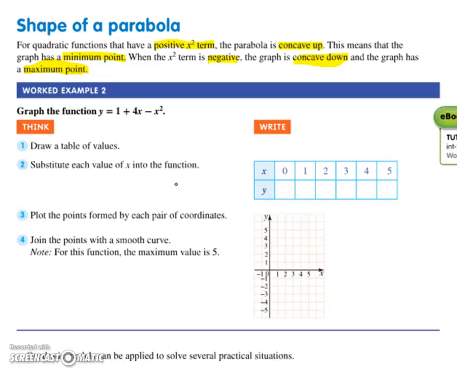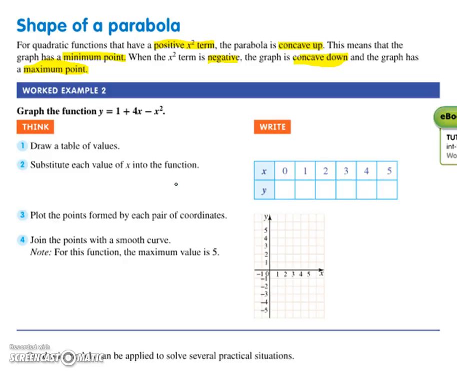So, shape of a parabola. We talked about this earlier. If you have a positive x squared term, so if the coefficient in front of the x squared is positive, then you've got a happy parabola, so it's concave up.